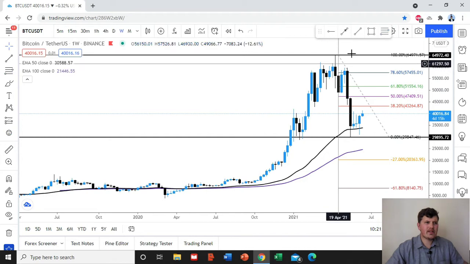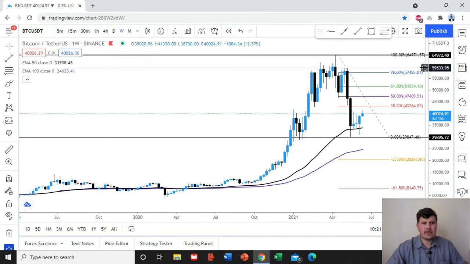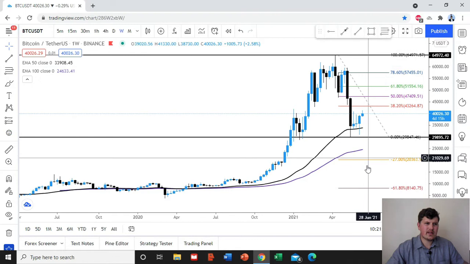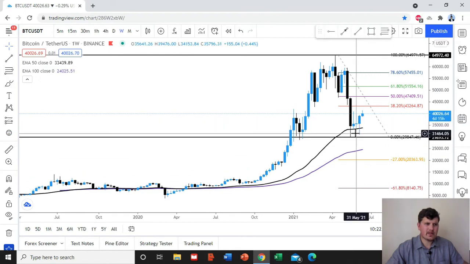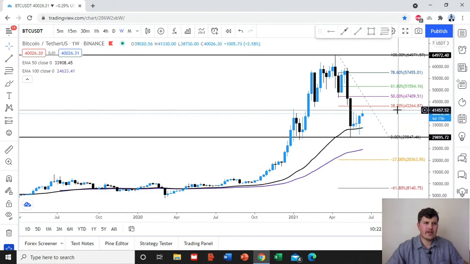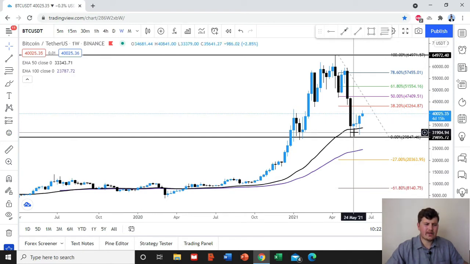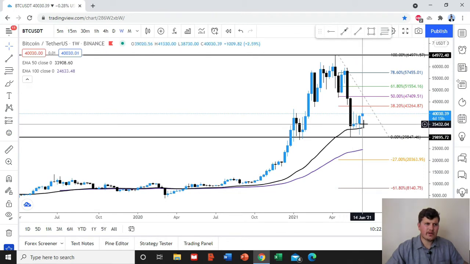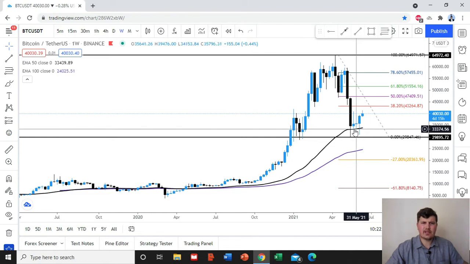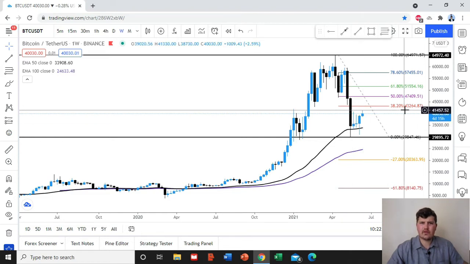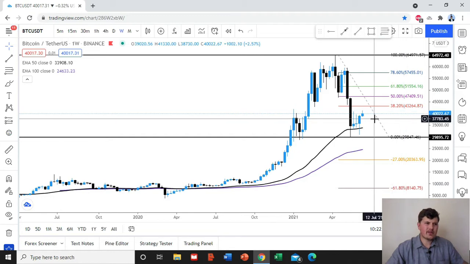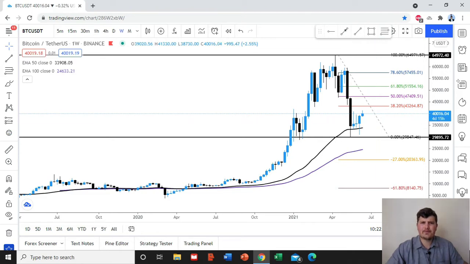So as you can see, we moved from 65,000 to 30,000, and we are steadily approaching the 38.2% Fibonacci retracement level, and this is happening relatively slowly. So 1, 2, 3, we are in the 4th week now, and we're not even back to the 38.2% Fib level. So this is also a very good possibility that we are in a dead cat bounce scenario over here.